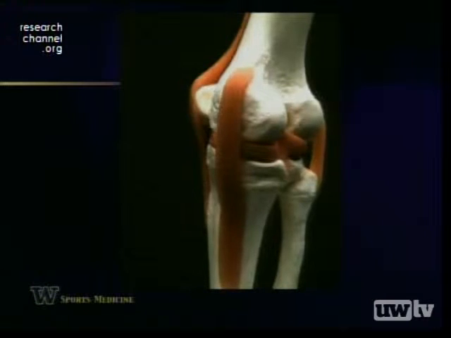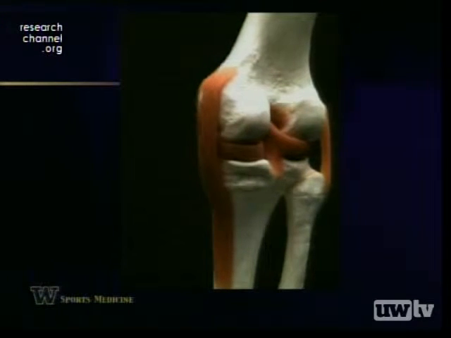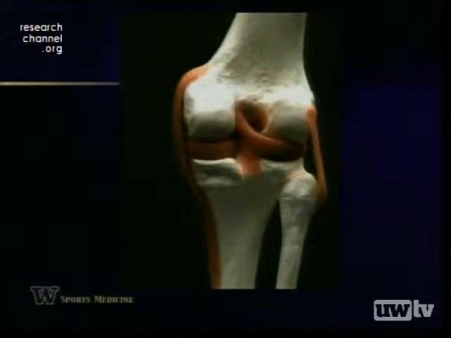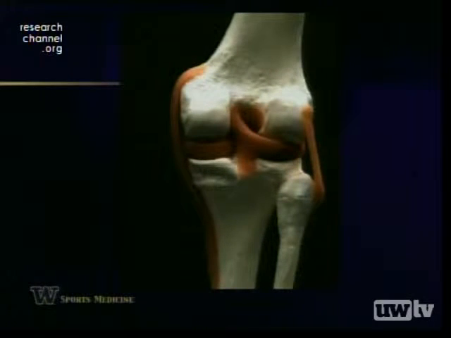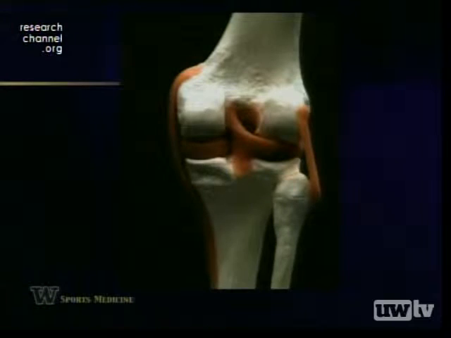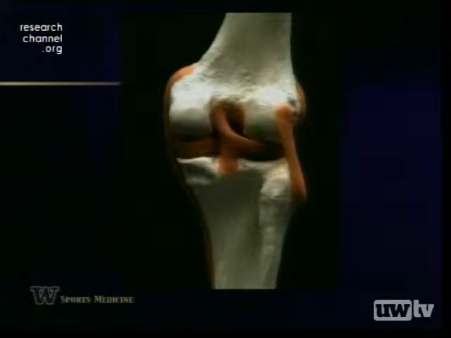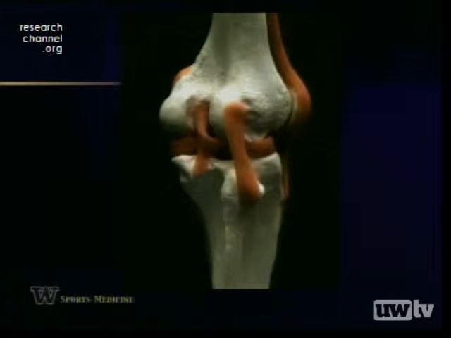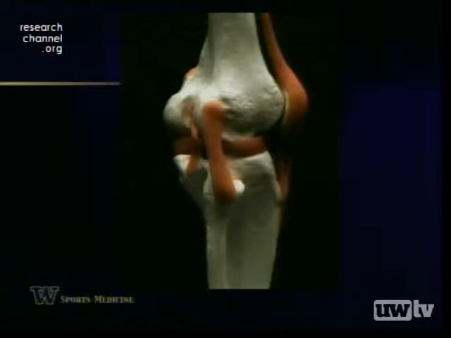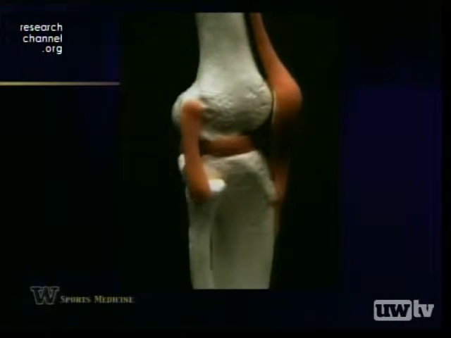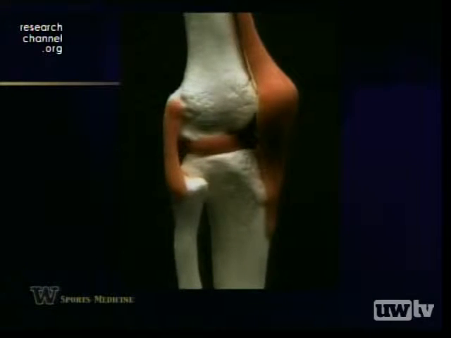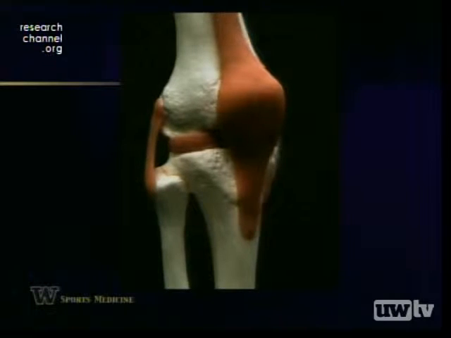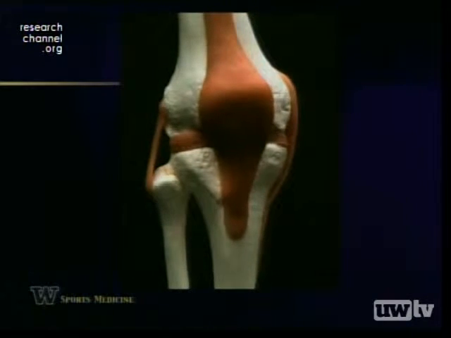And as we turn around to the back, you can see one of the big ligaments in the back of the knee, the posterior cruciate ligament. That's one of the big ligaments in the middle. There's one in the front and one in the back. Around the outside, you can see that small bone, the fibula, connected to the thigh bone with a lateral collateral ligament, or the collateral ligament on the outside.